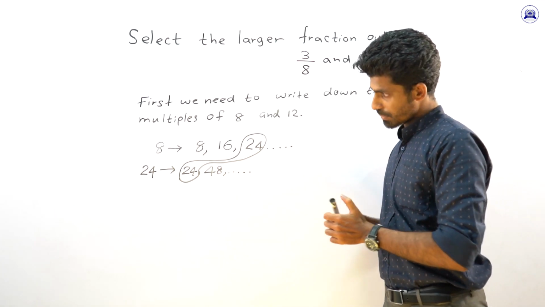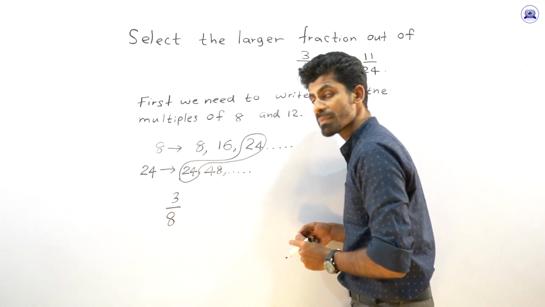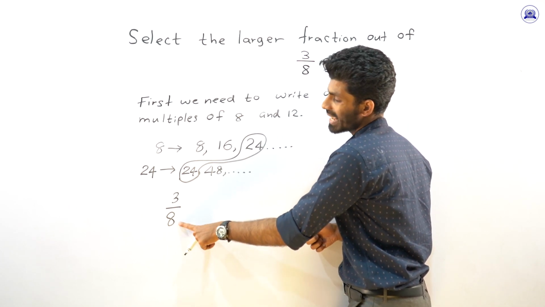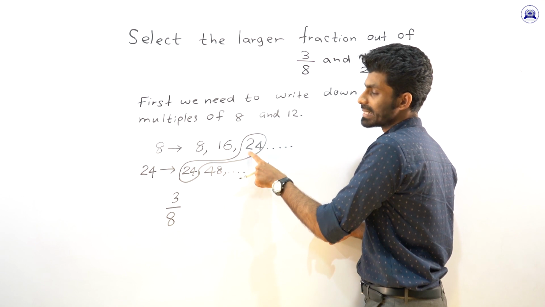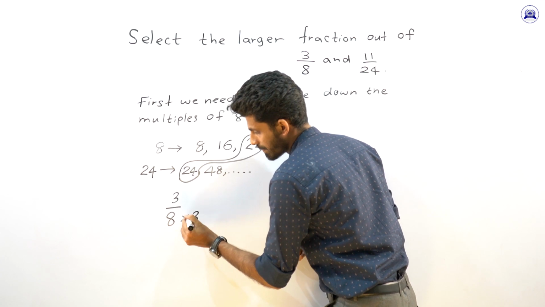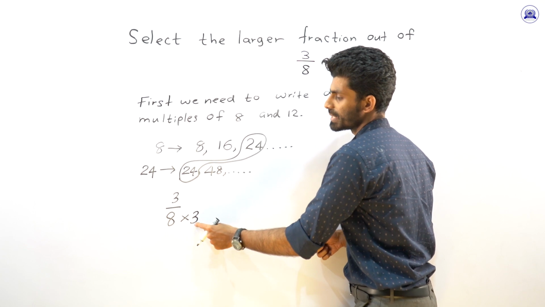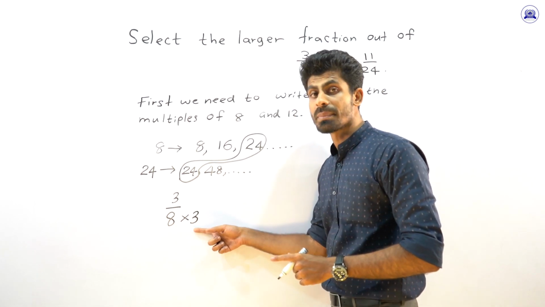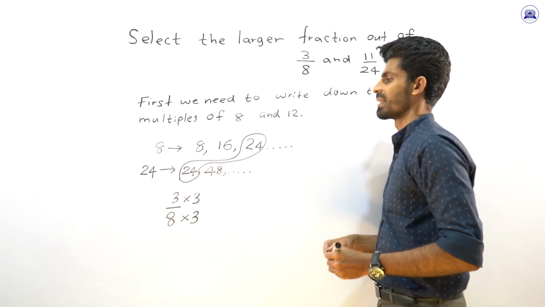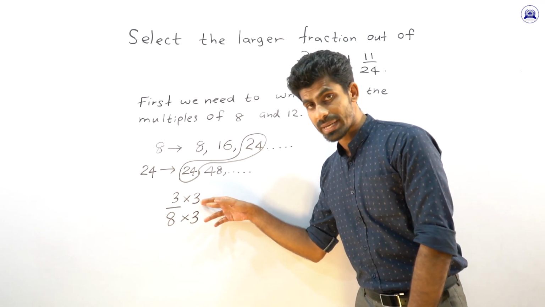Now 24 is the lowest common multiple, right? So how to do that? 3 over 8. Look at this one, my dear students. You need to convert that 8 into 24. So you need to multiply by 3. If you multiply the denominator by 3, you need to multiply the numerator also by 3. If you multiply the denominator, you need to multiply the numerator as well, right?